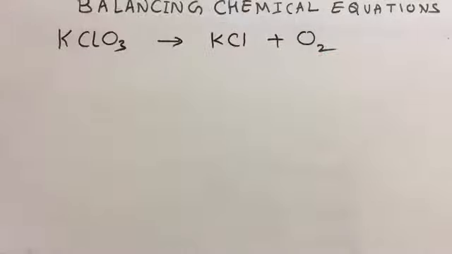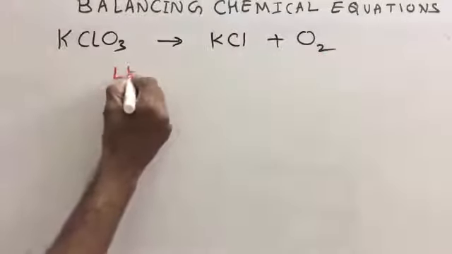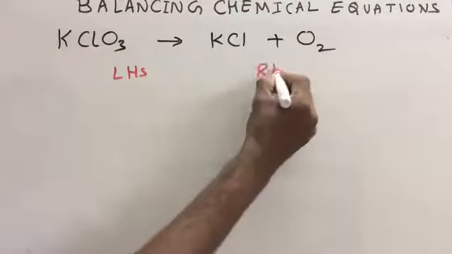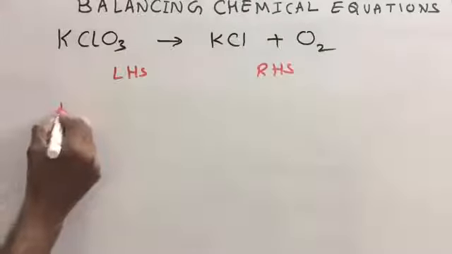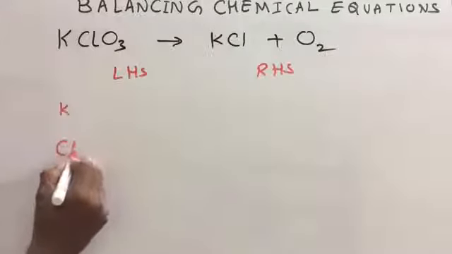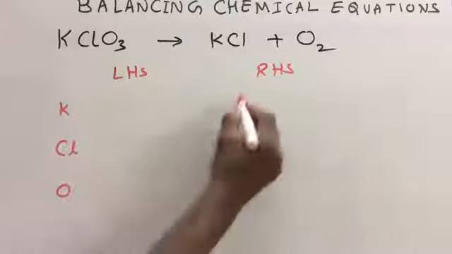Thus the equation is balanced. Let us balance one more equation. Write LHS, RHS, potassium, and then chlorine, and then oxygen.